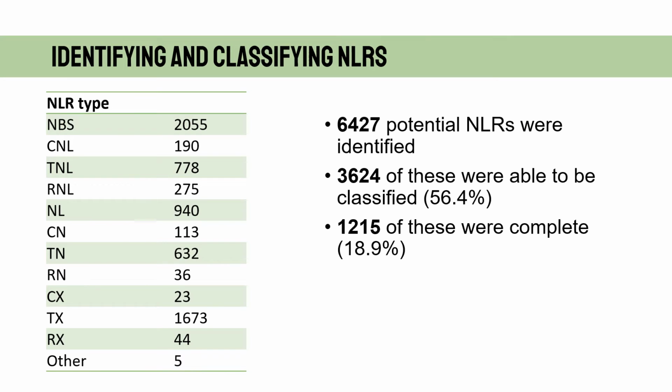I also identified complete NLRs as having all 3 domains: the N-terminal, NB-ARC, and leucine-rich repeat. In total, I identified over 6,000 potential NLRs. However, roughly half of these were unable to be classified because they didn't have an N-terminal domain, and less than a fifth of all of the NLRs were considered complete. This shows some of the challenges with fragmentation while working with the transcriptomic resources.